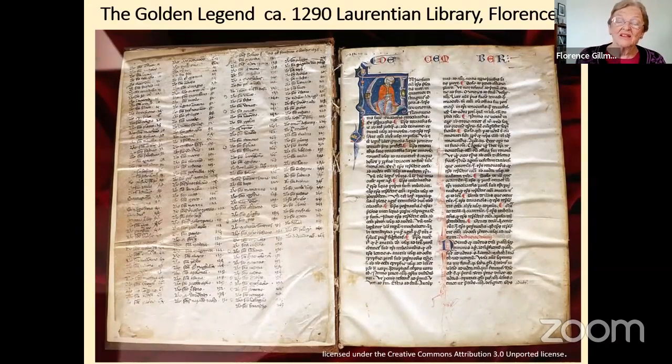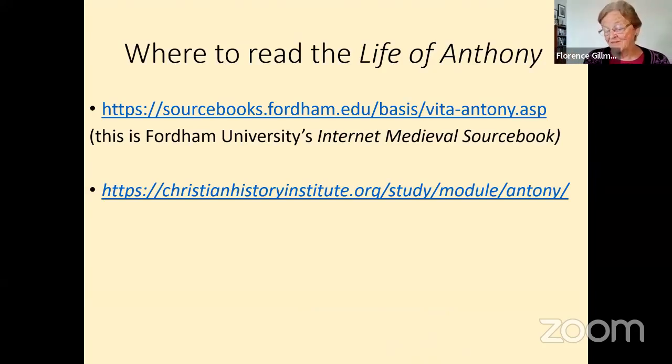And so now, if you wanted to read about Anthony, you can read it. Fordham has what's called an internet medieval source book. You can actually read these sources. So the life of Anthony is what Athanasius wrote. You could come back to this lecture and go to this hyperlink and open up this source if you would like to. There's a second source that I put on here called the Christian History Institute, and you could read it there if you wanted to actually read about Anthony and see for yourself what Athanasius said.